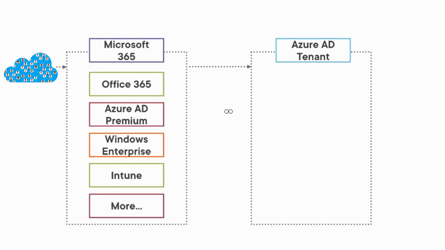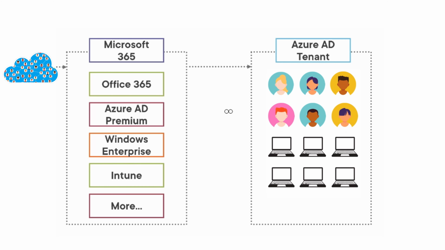When we purchase Microsoft 365, we get access to Azure AD. When we set this up for the first time, we're actually going through the process of creating an Azure AD tenant. An Azure AD tenant is a segregated identity platform for your organization. This isn't shared with any other company, and it's blank when you first get started.